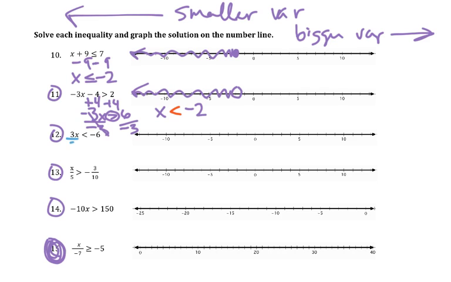Number 12, divide by a positive 3. Becomes x is less than negative 2. So negative 2, again a hollow circle, and x is less than.